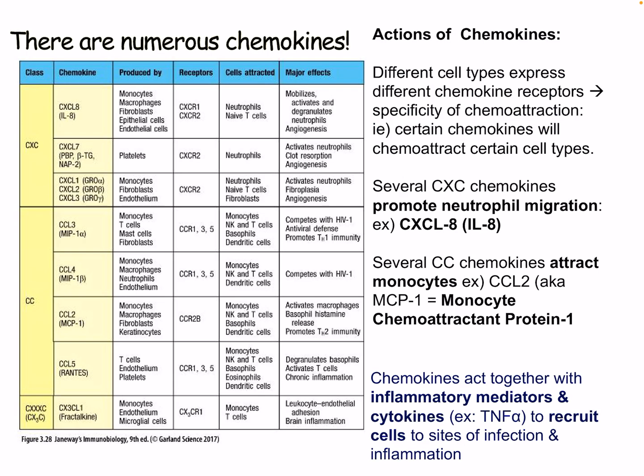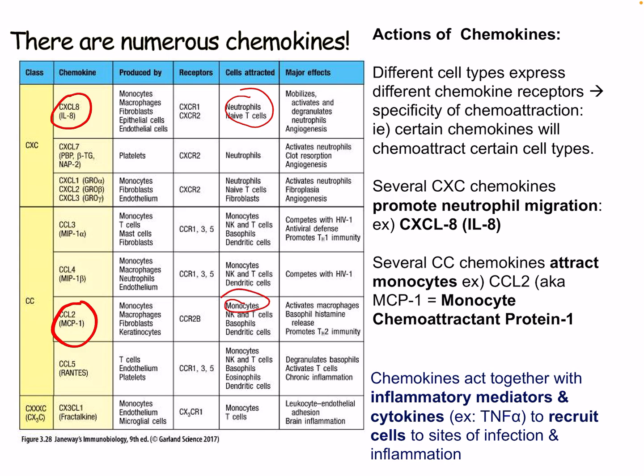So again, here's another summary figure that we've seen before. This is all the chemokines we currently know about. The main one we'll probably look at includes IL-8, which is highly involved in neutrophils. Different types of cells express different types of chemokine receptors, and this allows for specificity of chemoattraction. So certain chemokines will chemoattract certain cell types. As you can see, for example, MCP1 doesn't attract neutrophils, but IL-8 does.